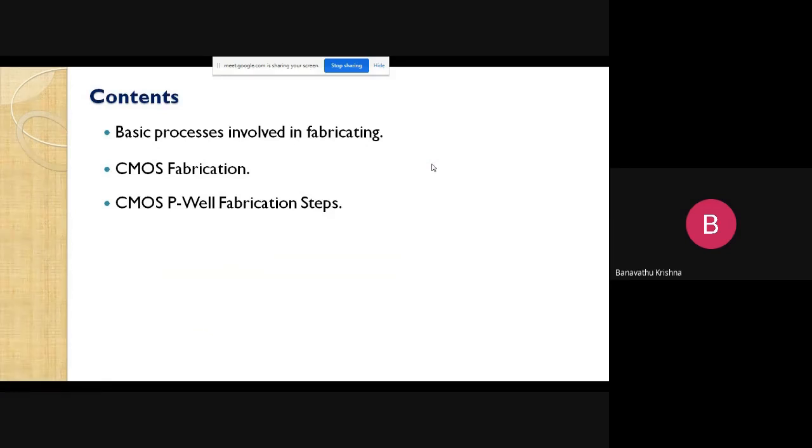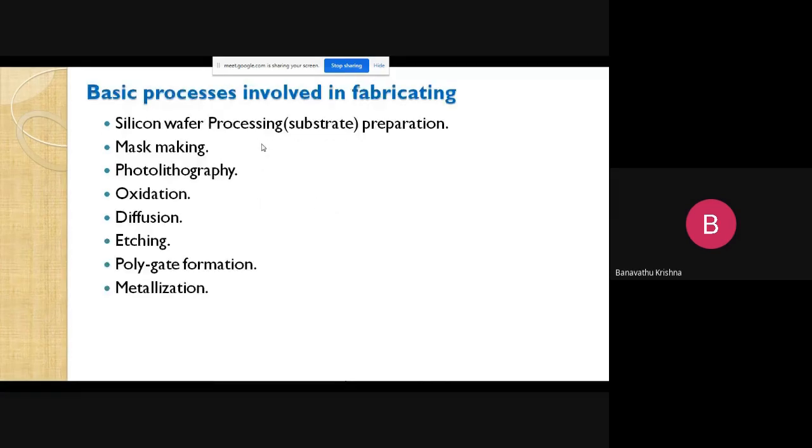These are the contents here. I'm going to discuss the basic processes involved in fabricating CMOS, the CMOS PVL fabrication steps here. These are the steps already discussed in the previous class. These are the specifications needed for the implementation of our CMOS fabrication process in PVL: surface preparation, masking, photolithography, oxidation, diffusion, etching, polygate formation, and metallization.